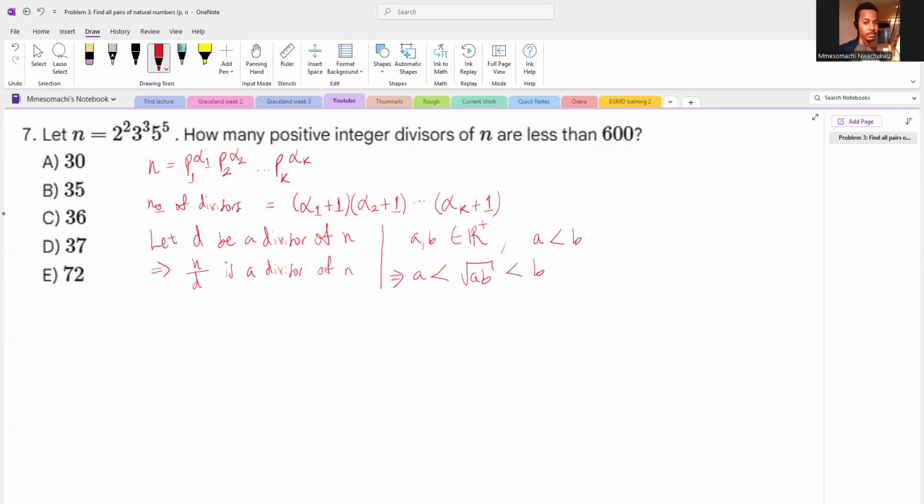So if we let D be a divisor of n, we have that n over D is a divisor of n as well, of course. And something else to state is that these two are not equal, so D does not equal n over D. Why? Because n is not a perfect square. So we can say that the minimum of D and n over D is less than the geometric mean, which in this case is just the square root of n, and this is less than the max.